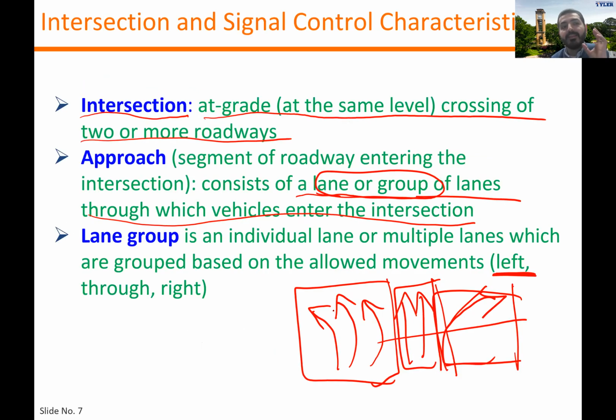So now we understand that an intersection can be a 4-leg intersection, or 5-leg, or even more. An approach consists of a lane or groups of lanes through which the vehicles enter the intersection. And a lane group can be an individual lane or multiple lanes, which are grouped based on the allowed movement, whether it's a left, through, or right lane.